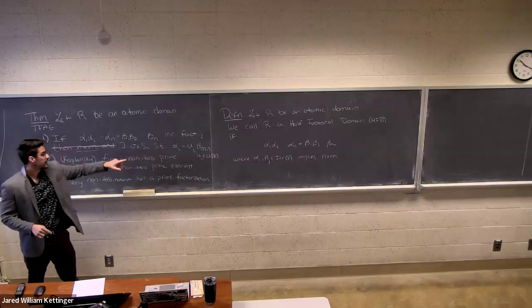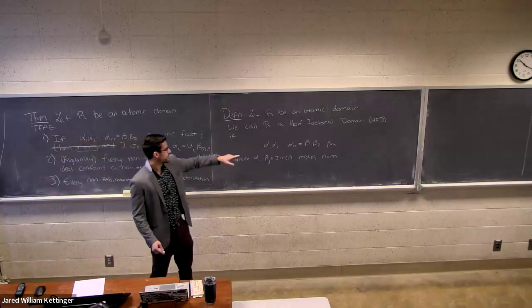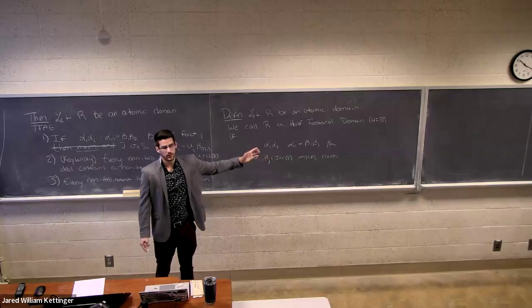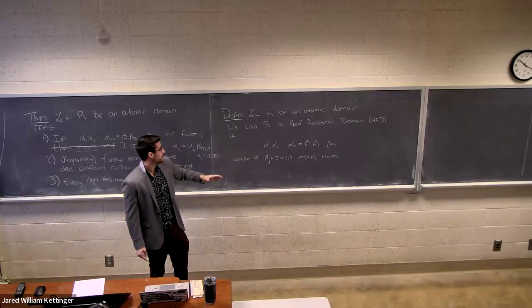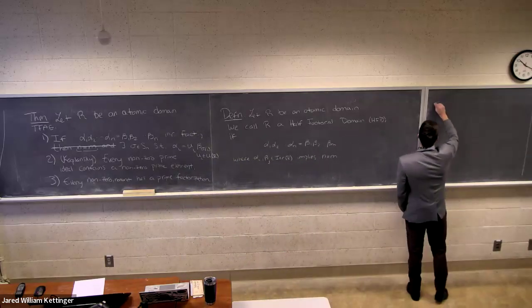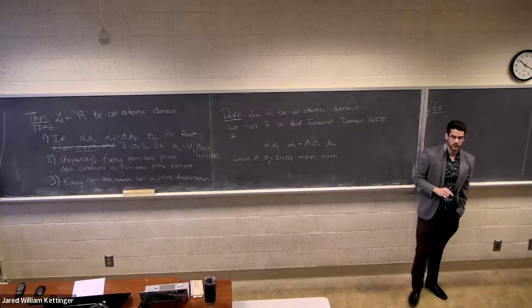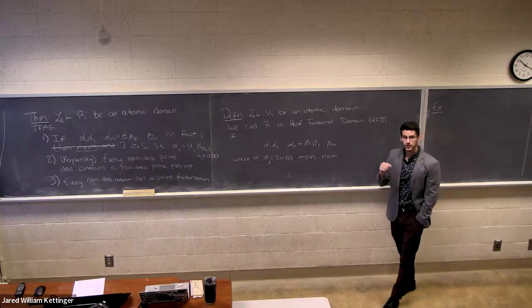So it seems plausible that if this is all we need, maybe we can relax this, and this is going to be sufficient as well. But it turns out that is not the case. There are half factorial domains that are not unique factorization domains.